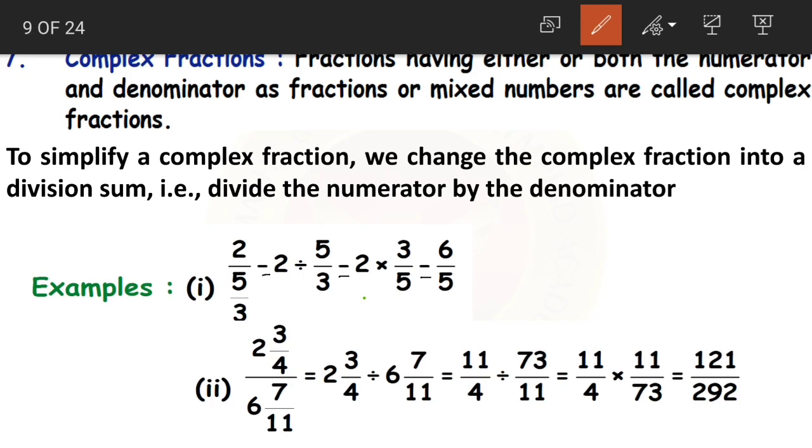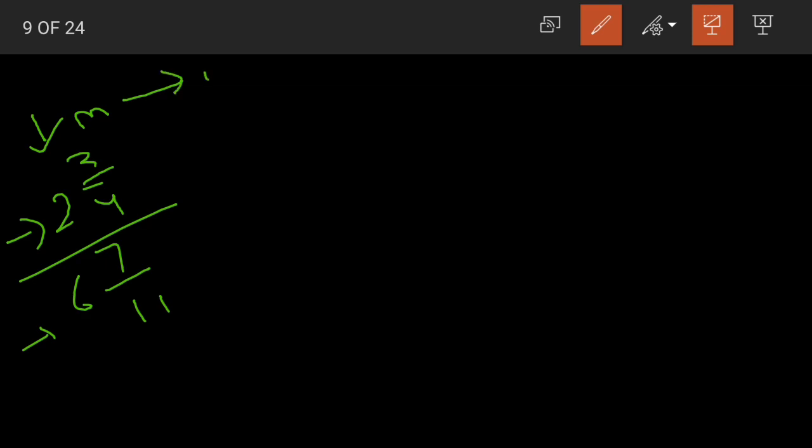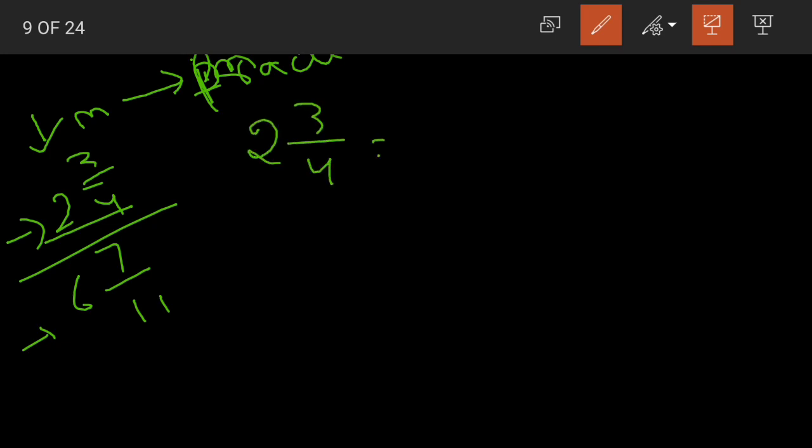Let us look at another example. 2 3 by 4 divided by 6 7 by 11. Now see, this is a very complex fraction. We are having two mixed numbers. What will our first step be? Our first step will be to convert these mixed numbers into improper fractions. Just convert these mixed numbers into fractions. Now what is the numerator here? 2 3 by 4. How do we convert a mixed number into a fraction, students?